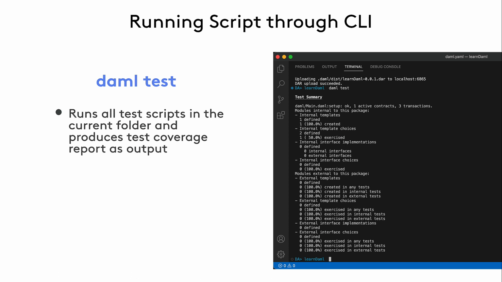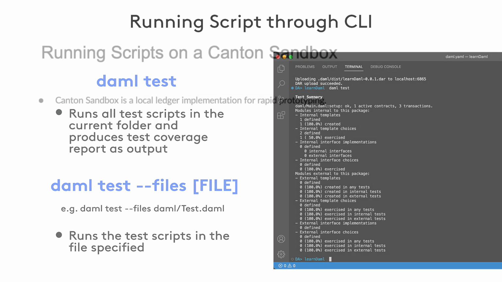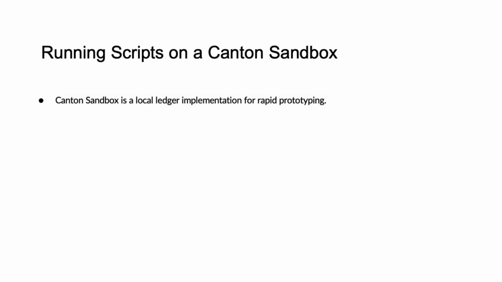You can have multiple files that have test scripts written in them. If you want to run only one test file, you can use the Files option. The next approach to run our scripts is to use a Canton Sandbox, which is a simple ledger used for rapid prototyping by simulating a Canton Ledger locally.